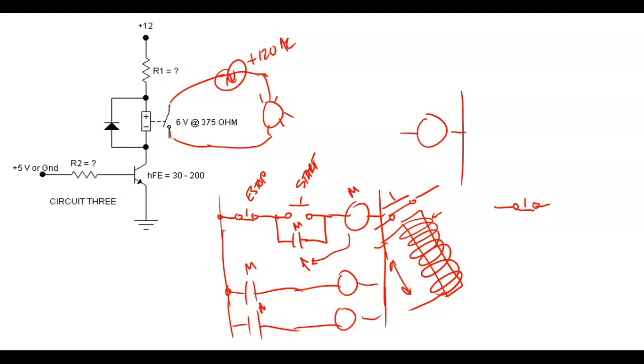So we know this guy right here needs 6 volts. And by the way, relays are usually rated in volts and ohms. DC relays, sometimes they don't give you the ohms because they know you can take your ohm meter and just measure across the coil. So now I'm putting 12 volts up here. I need 6 volts right here at 375 ohms. So what do I need to do?